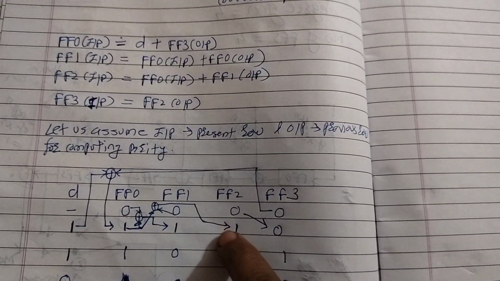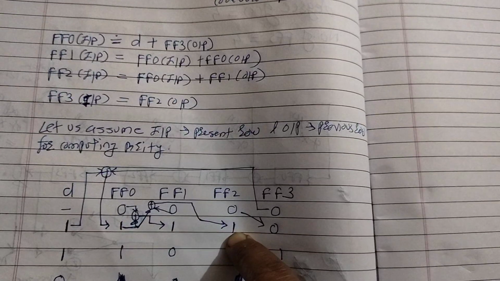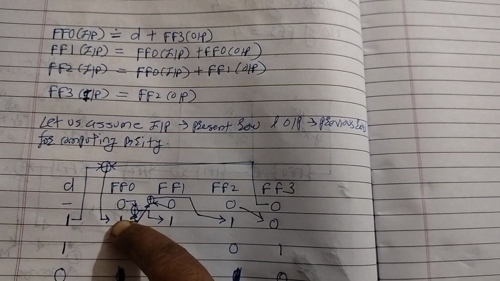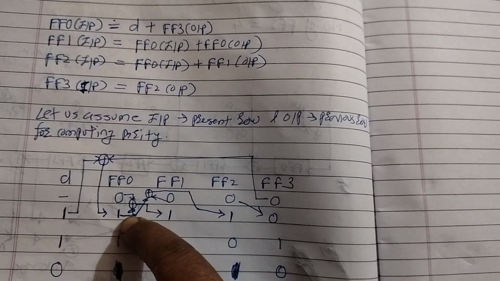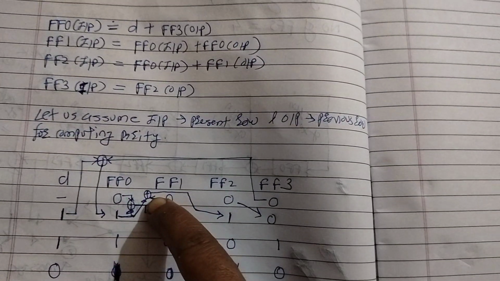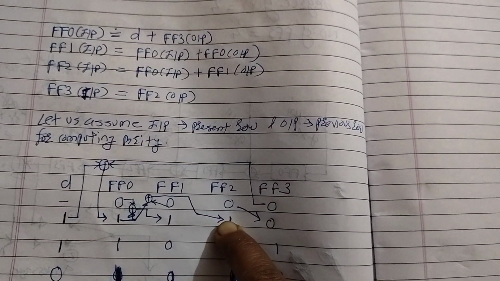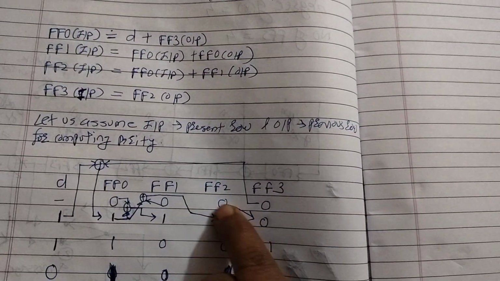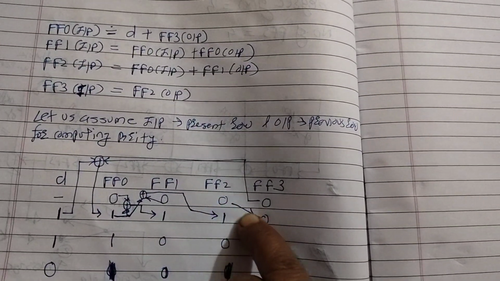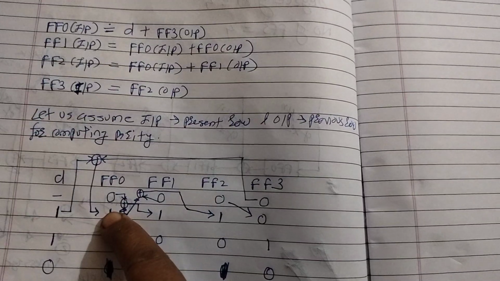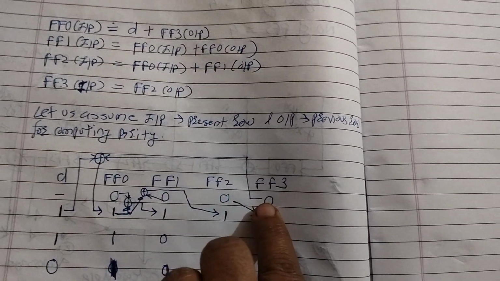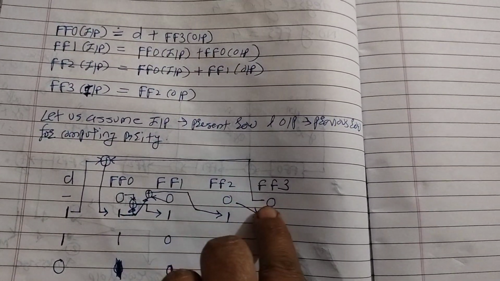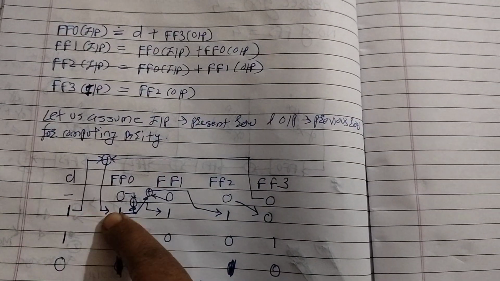Now what is flip-flop 2 input? This you have to calculate. So flip-flop 2 input is equal to flip-flop 0 input, this one, plus flip-flop 1 output, this one. So 1 plus 0, that is equal to 1, is written here. Then after that, what is flip-flop 3 input? Flip-flop 3 input is flip-flop 2 output. So this one. Output means previous row. This is directly taken. So for calculating this row, flip-flop 0 present row is equal to flip-flop 3 output 0 plus 1, that is 1.